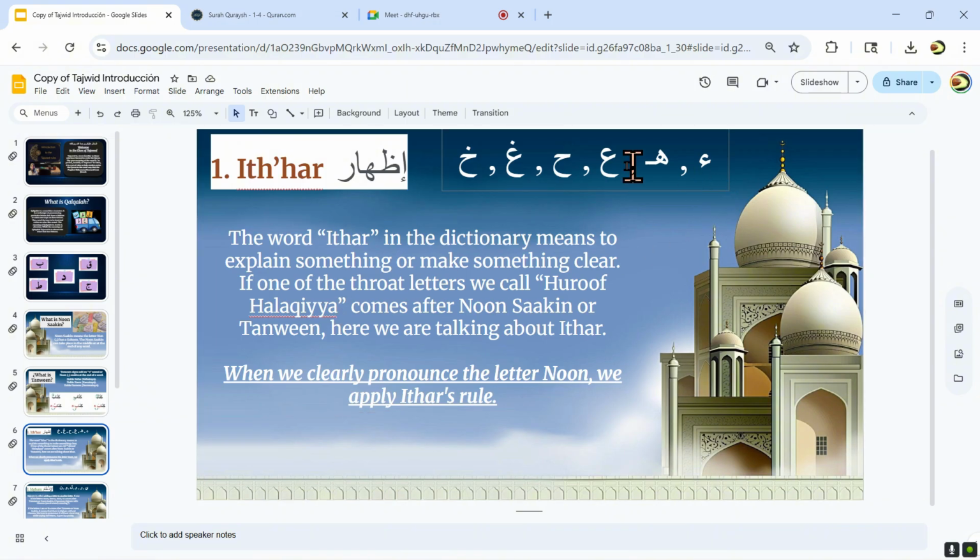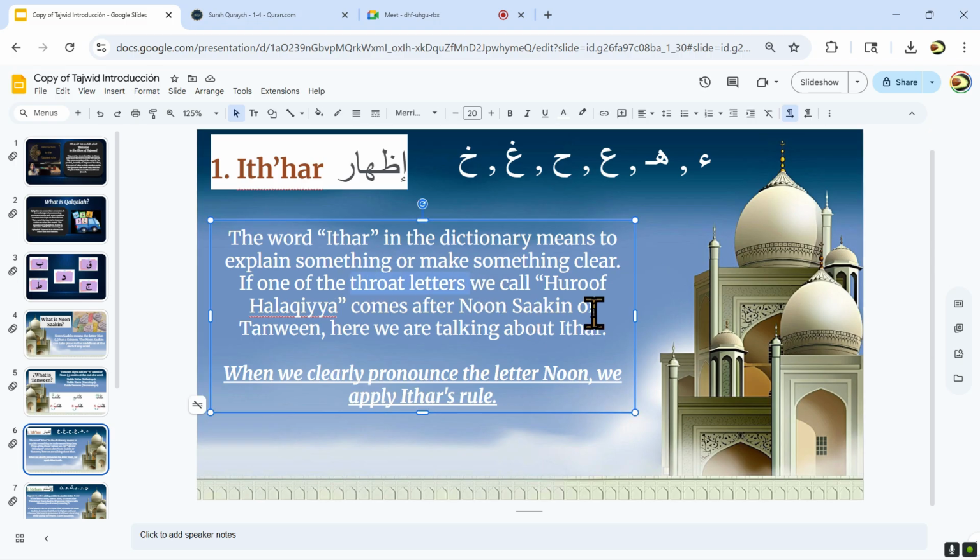Maybe you might not memorize these letters, but if you remember where they come from, the point of articulation, then these are the 6 throat letters. What is huruf? Huruf means letters, so throat letters. That's what it translates to? Yes.